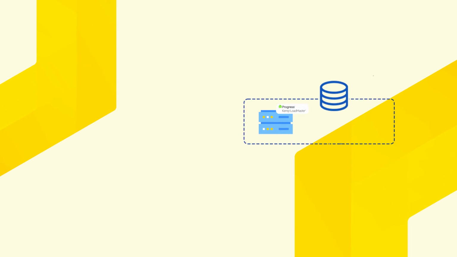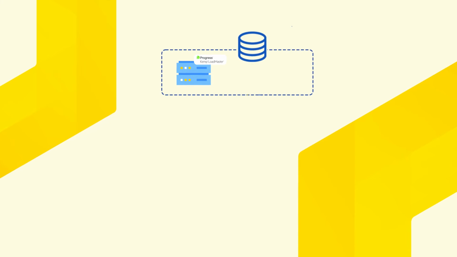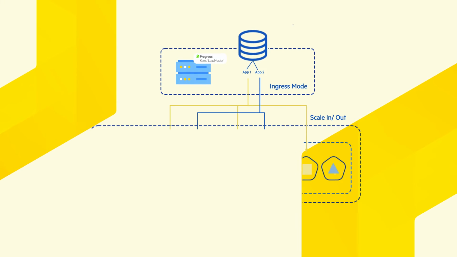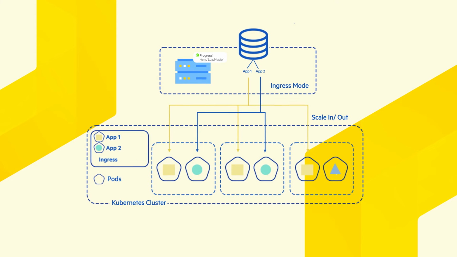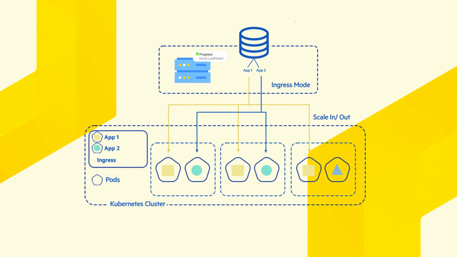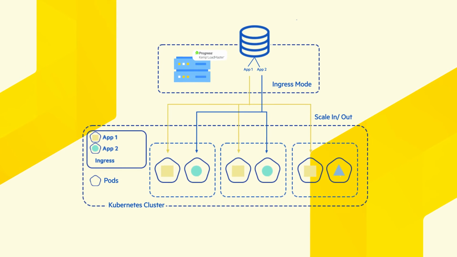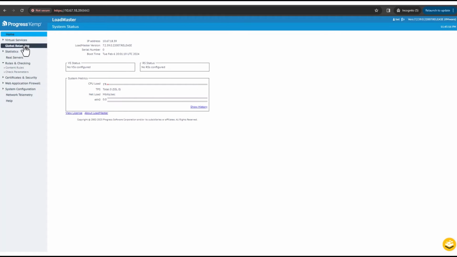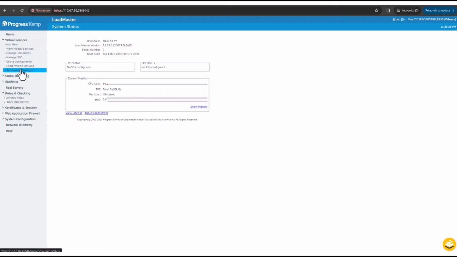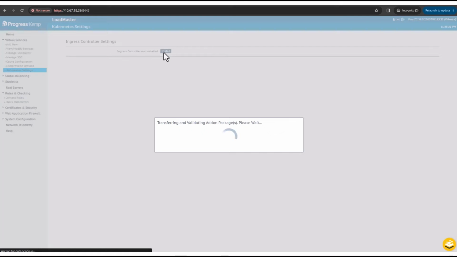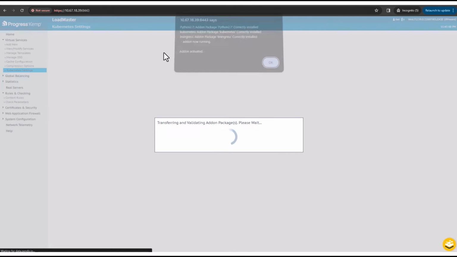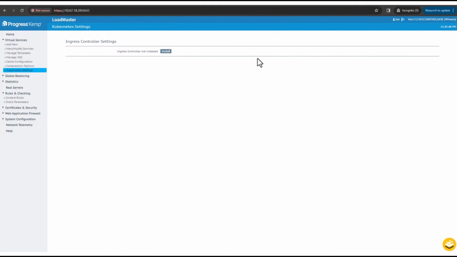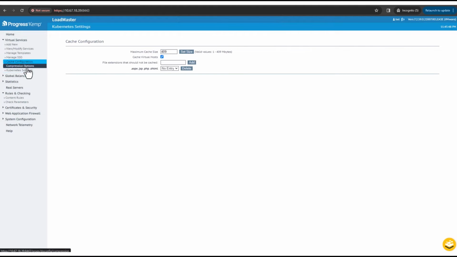Ingress Mode is the more traditional approach for publishing Kubernetes applications, where the Ingress object in Kubernetes is leveraged. The Ingress object defines a configuration on the LoadMaster to publish the services within the cluster. To enable the Ingress capabilities on LoadMaster, navigate to Virtual Services and Kubernetes Settings and click Install. The Ingress Controller package will automatically get downloaded and installed on the LoadMaster. Once installed, we just need to refresh and continue with the configuration.